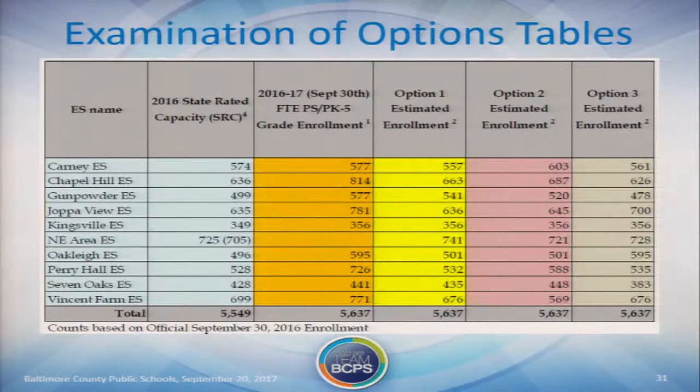Your options tables come in this format. So you have your current FTE enrollment and then the option enrollment. So you can see for each school how they may be impacted in terms of just total numbers.